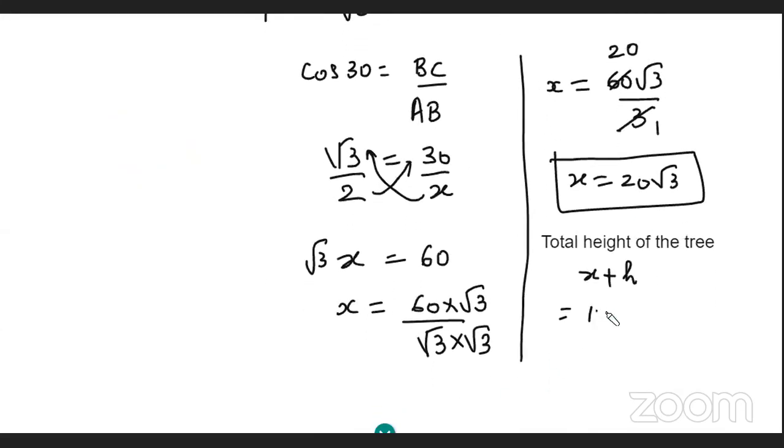So we'll add it. 10 root 3 plus 20 root 3. The root 3 is common, they are like terms. So root 3 will remain like that. 10 plus 20, 30 root 3 meter. Am I clear? Yes, ma'am. Okay. Let's go to the next question.